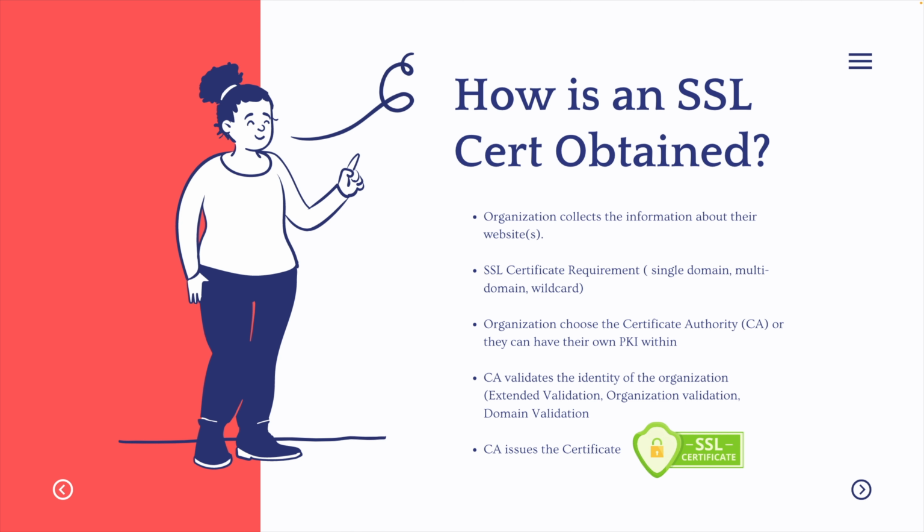Similarly, the CA validates the identity of the organization through different validation steps. Sometimes they may go with extended validation, which is a thorough background check of the organization. Often it is done by domain validation only. Once the validation process is completed, the CA finally issues a certificate which you can install in your web servers.